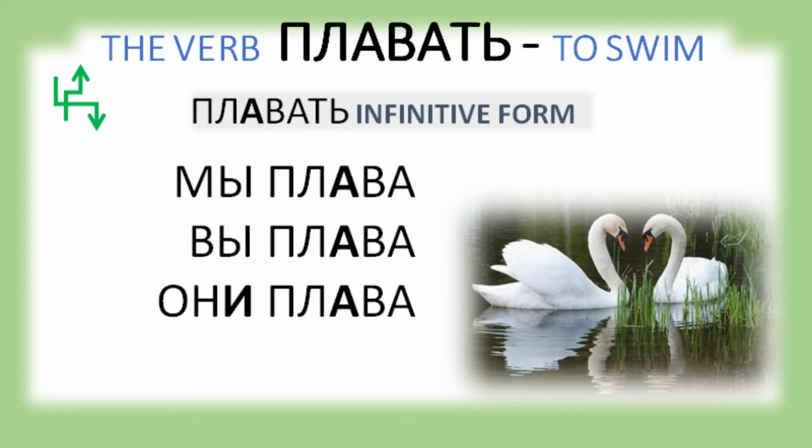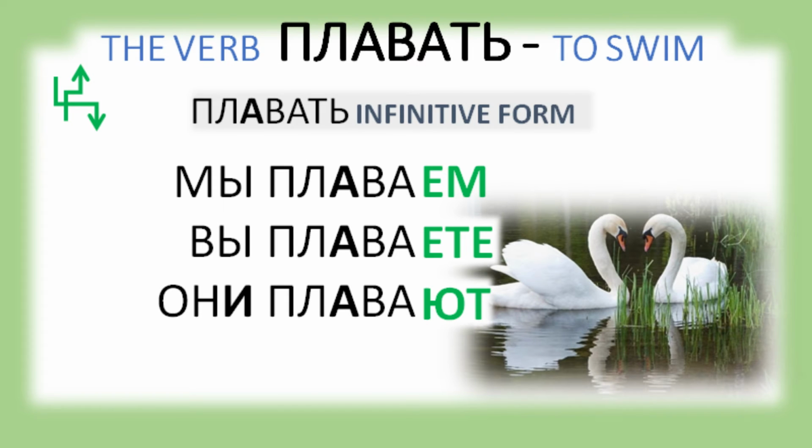The verb to swim in Russian is плавать. To say we swim or we are swimming is Мы плаваем. To say you swim or you are swimming is Вы плаваете. To say they swim or they are swimming is Они плавают.